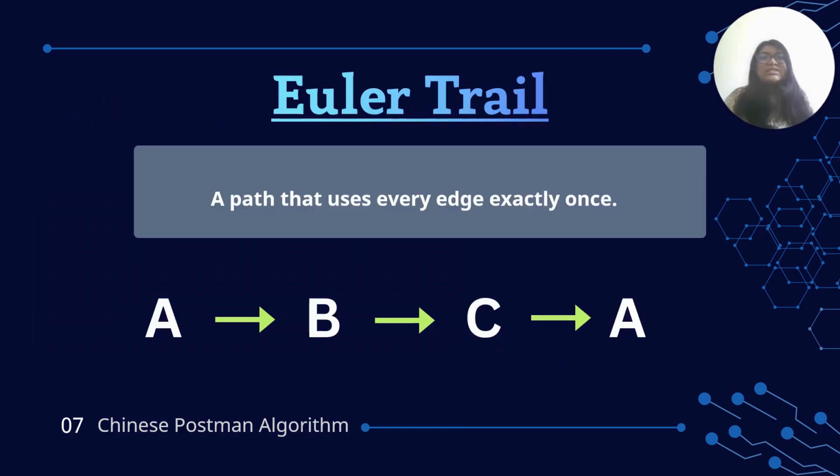To understand the Postman problem, we first need to understand the legendary mathematician Euler. An Euler Trail is a trail that uses every single edge of a graph exactly once, no repeats and no skipping. Simple enough, right? But there is a catch.